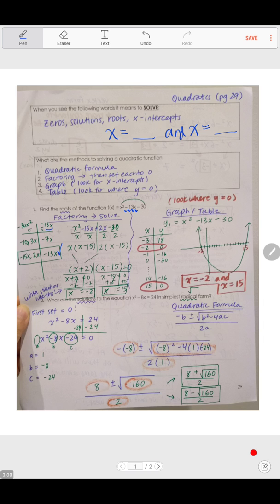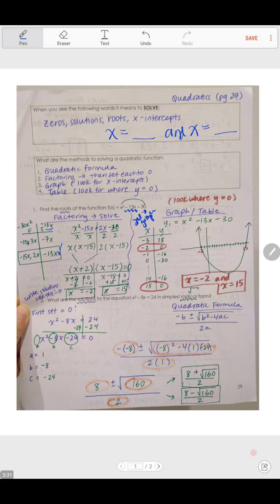For the table, second graph, I looked at the second graph, and I got that x is equal to negative 2 when y is 0, and also x equals 15 when y is 0. So that's how the solutions are written. See, there's 3 ways here alone that we found the answers.